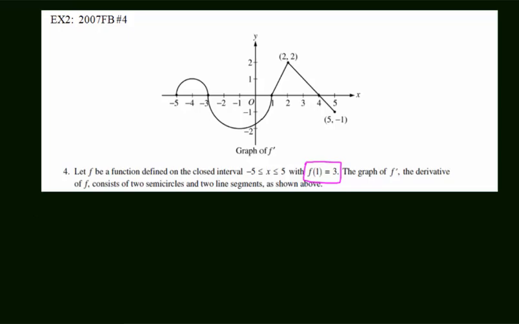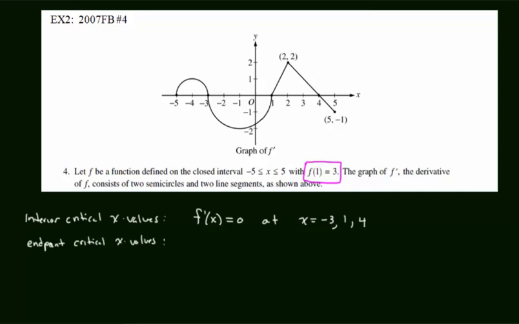So first, I need the interior critical x values. So I'm going to say that f prime of x equals 0 at x equals -3, 1, and 4 as observed by the graph. And now for my endpoint critical x values, I know we have x equals -5, also x equals +5.